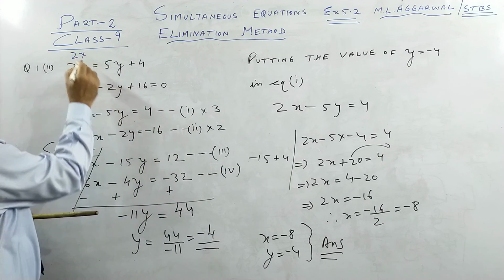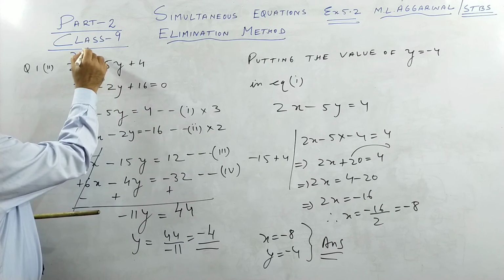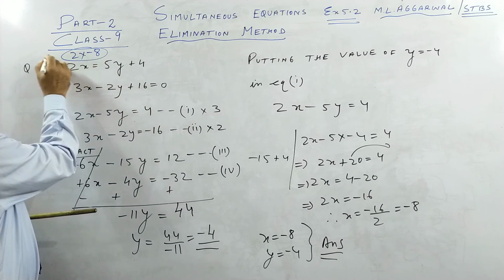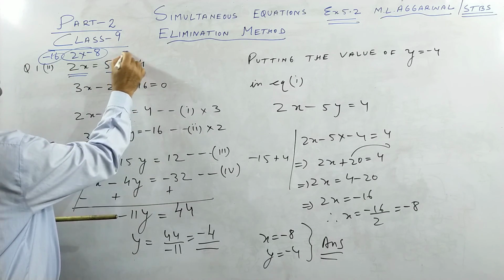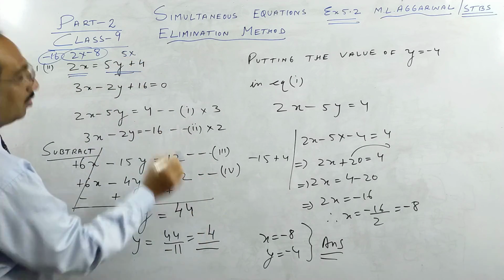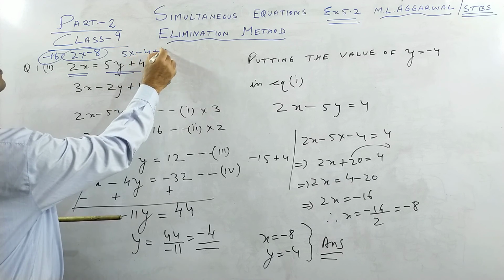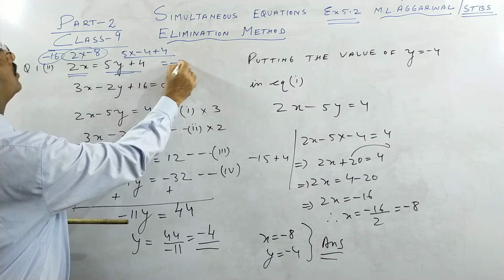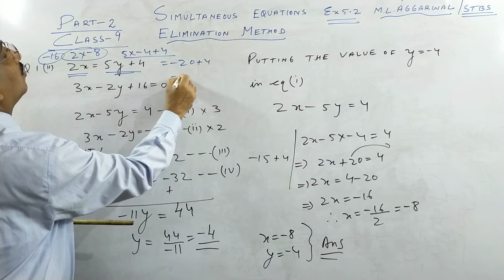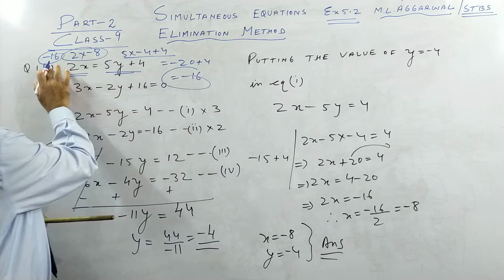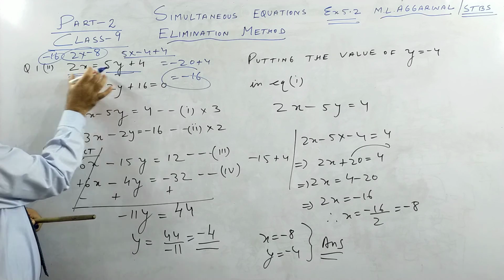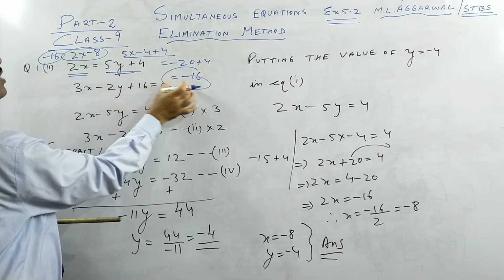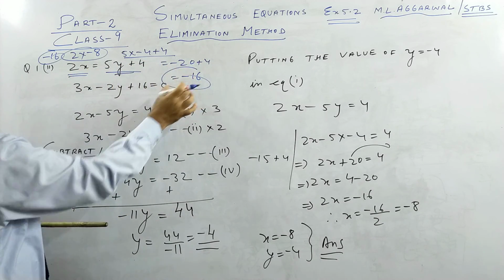So this is verification. Put x is equal to minus 8. So what do we get in the LHS? Minus 16 here. And here put y as minus 4 plus 4. So this is minus 20 plus 4, minus 16. So on the left side we get minus 16 when you put down the value of x, and when you put down the value of y, right side also I get minus 16.